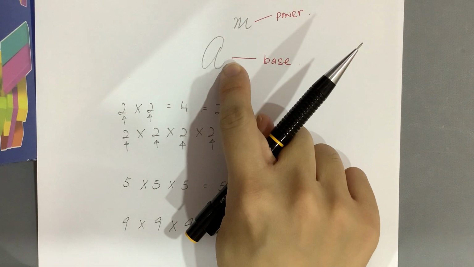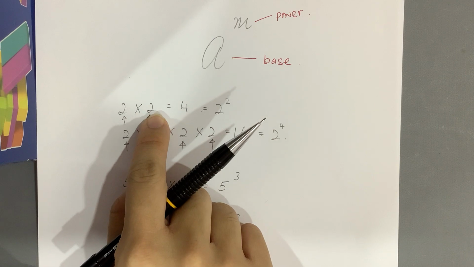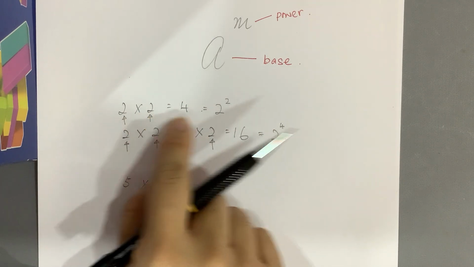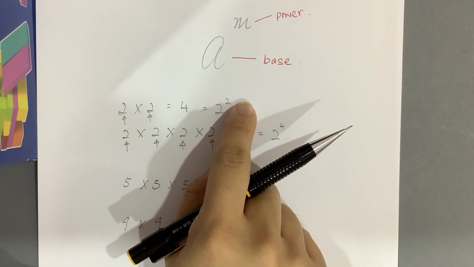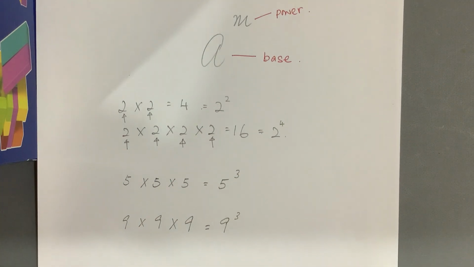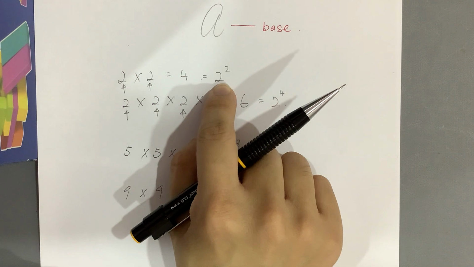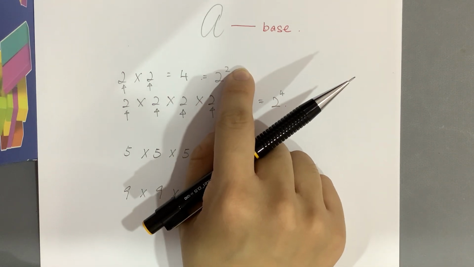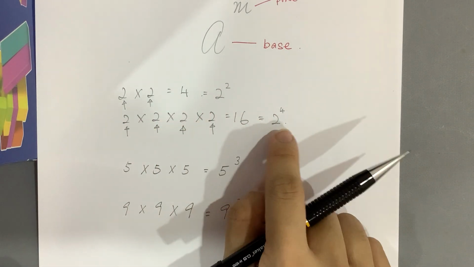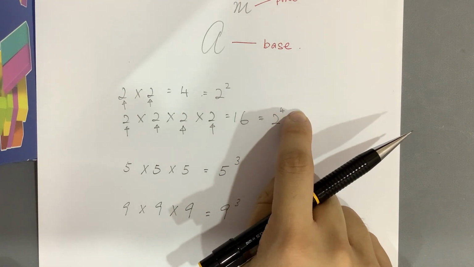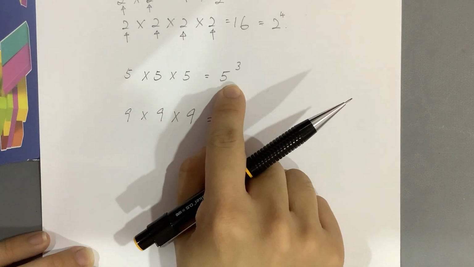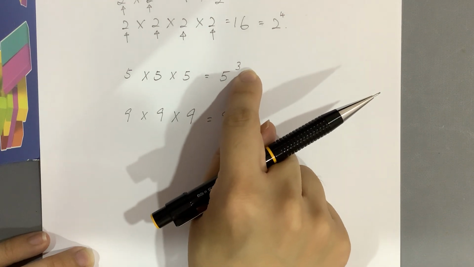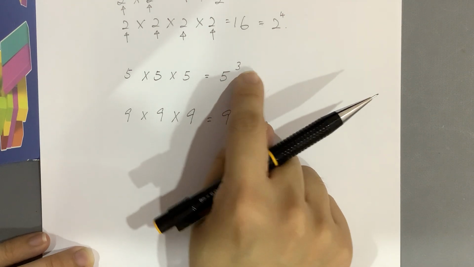A represents the base. In this case, A is 2 and M is 2. For this case, A is 2, M is 4. And in this case, A is 5, M is 3, the power is 3.